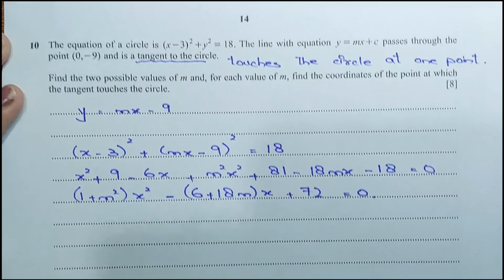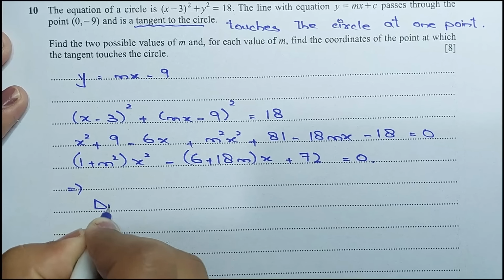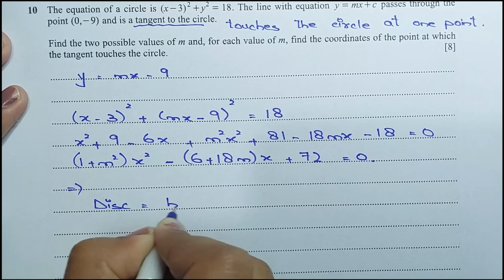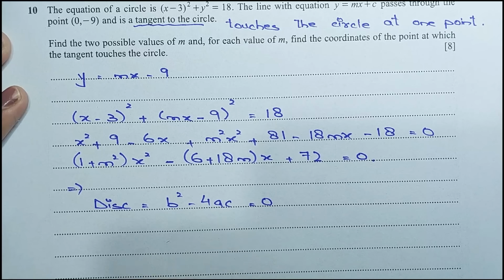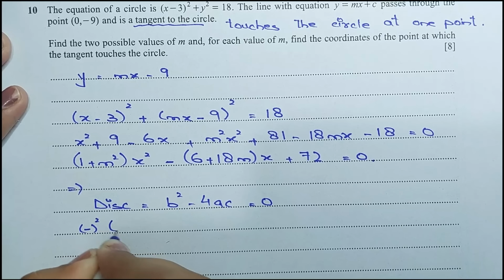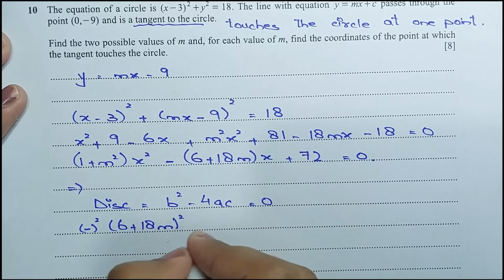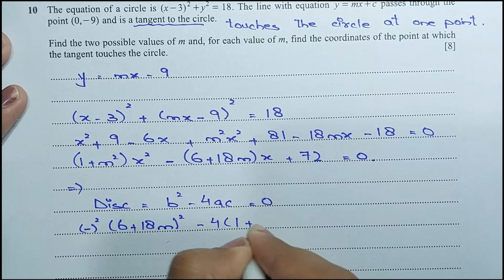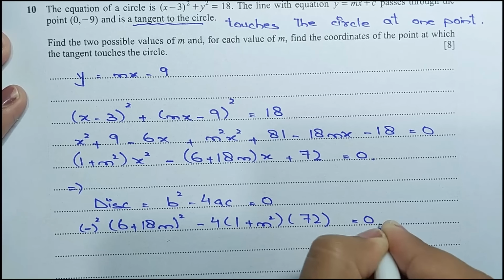So it touches the circle at one point. This means discriminant is equal to 0. Discriminant is b square minus 4ac, this should be equal to 0. So let me solve for b square. Negative square is positive, 6 plus 18m, b, minus 4 times the a value into the c value. Put this equal to 0.